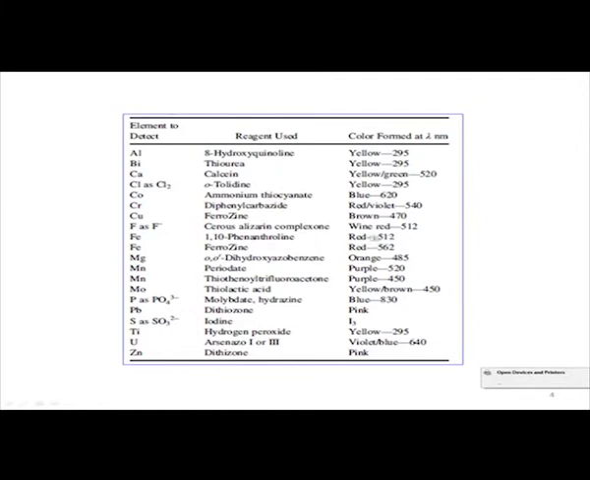So, we will be able to detect the ferrous ion in the medium by the addition of 1,10-phenanthroline, and if the corresponding epsilon value is very high, that means the intensity is very high, and we can detect a very low concentration of this iron in the medium.